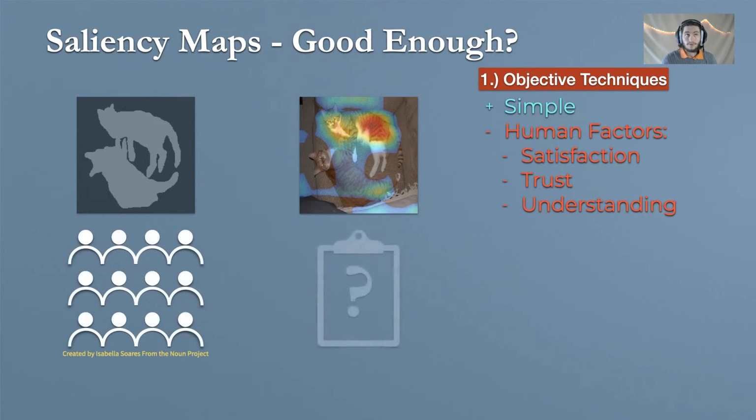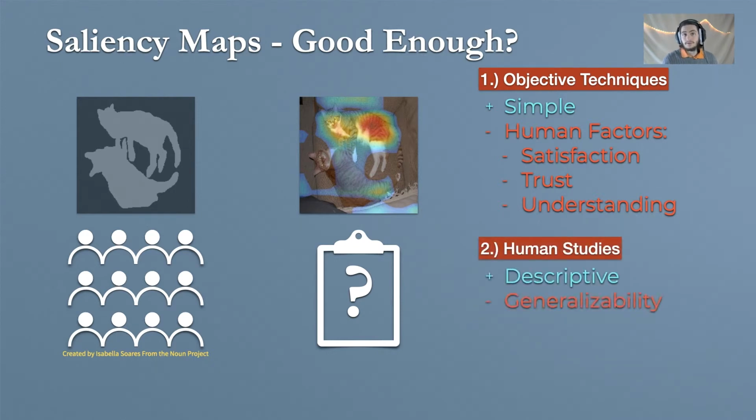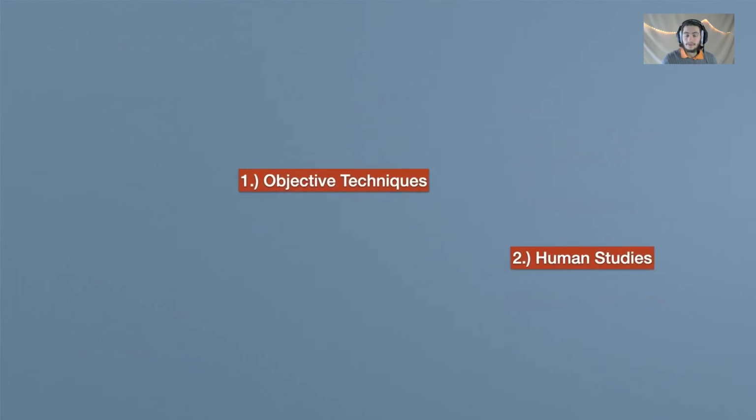On the other hand, often the only way to capture these human factors is to run large-scale user studies where you ask users about their satisfaction, trust, and more while they work with your explanation technique. This helps capture descriptive interpretations, but is challenging to generalize beyond the specific explanation type and scenario. So, there is a trade-off between these two approaches.